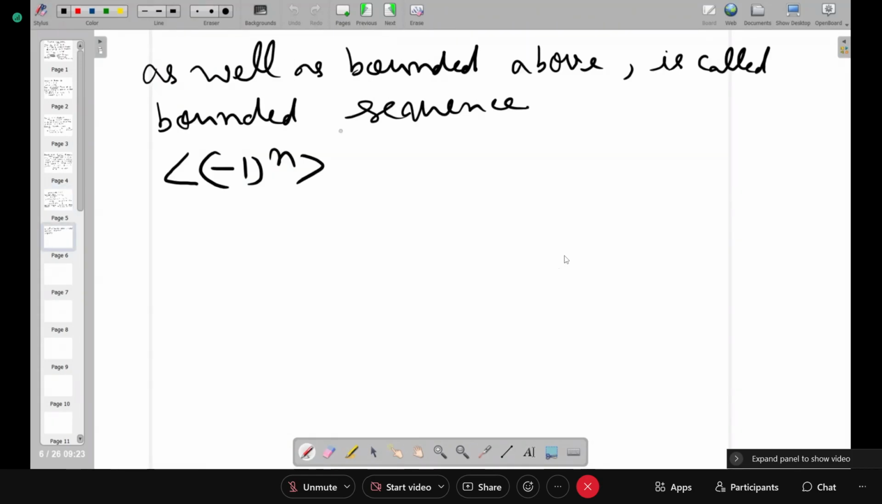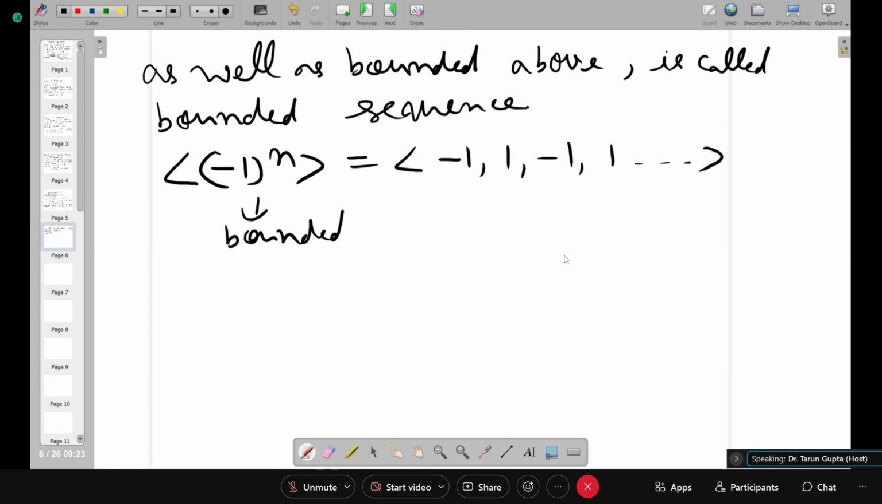Okay. Now, suppose we are taking this, the terms here are -1, 1, -1, 1. Here you have a bounded below element and a bounded above element also. Bounded above element is 1. Bounded below element is -1. So this is a bounded sequence.